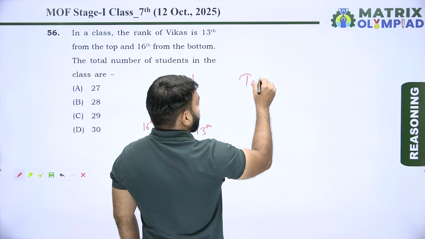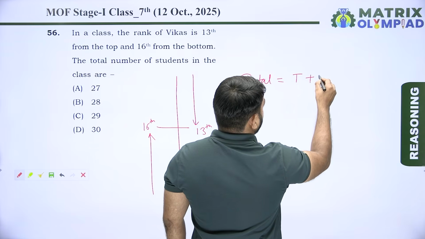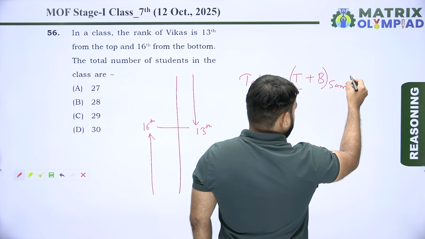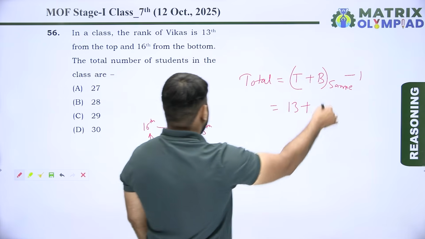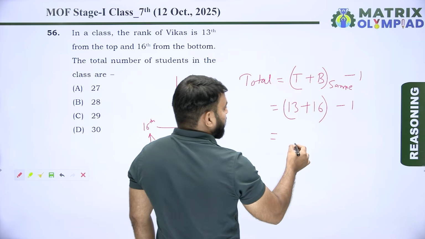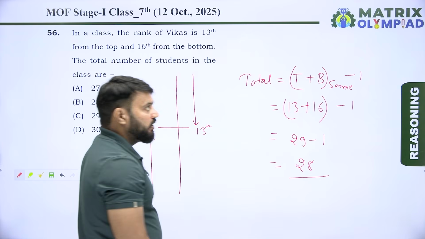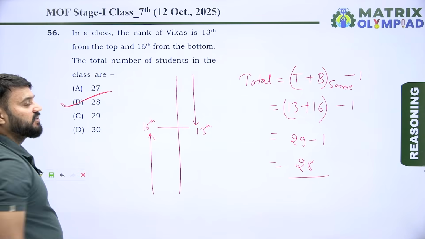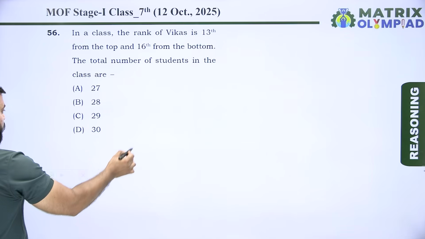So the total number of students in the class is equal to the top position plus the bottom position of the same person minus 1. So the top position of Vikas is 13 plus the bottom position of Vikas is 16 minus 1. 13 plus 16 means 29, minus 1, it means 28. So there are 28 students in this class. So here option B is the correct answer of this question. Let's move on to the next question.